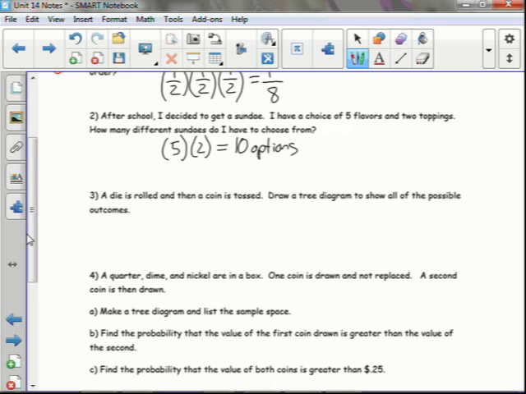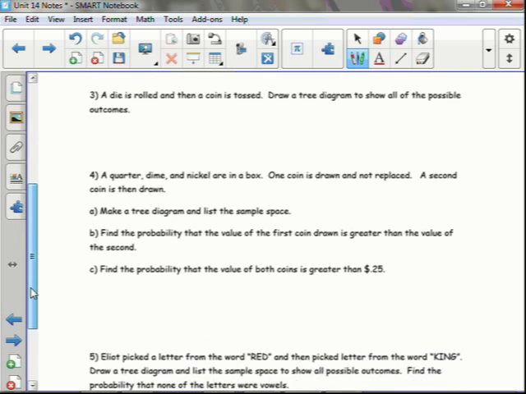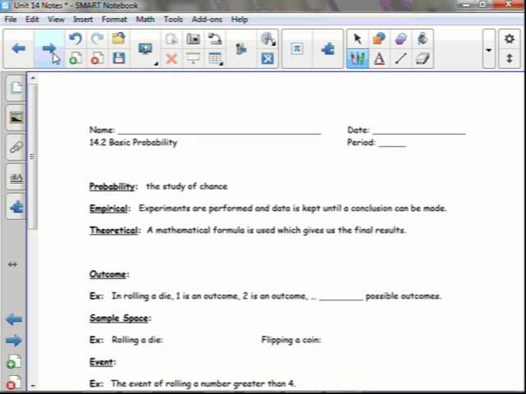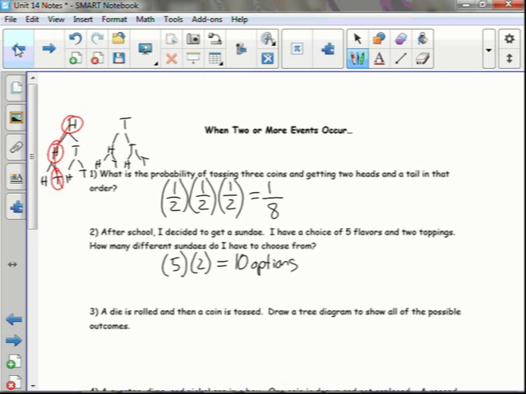So the next ones get into some tree diagrams and some other type of things, which are some stuff that we've already talked about. So I think that you can get those there, and we'll take a look a little bit more at this tomorrow. But that's a good start for us with probability.